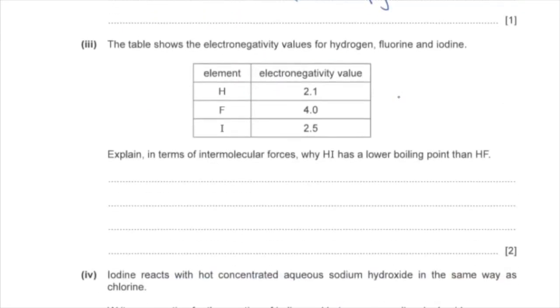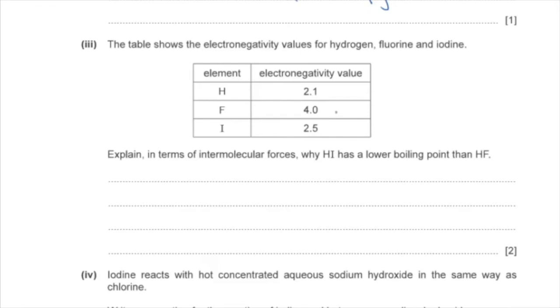Part 3, the table shows the electronegativity values for hydrogen, fluorine, and iodine. Explain in terms of intermolecular forces why HI has a lower boiling point than HF. So HF and HI both are polar molecules, but the greater the difference between the electronegativity values of the elements in a bond, which is HI and HF, the stronger that bonding will be.